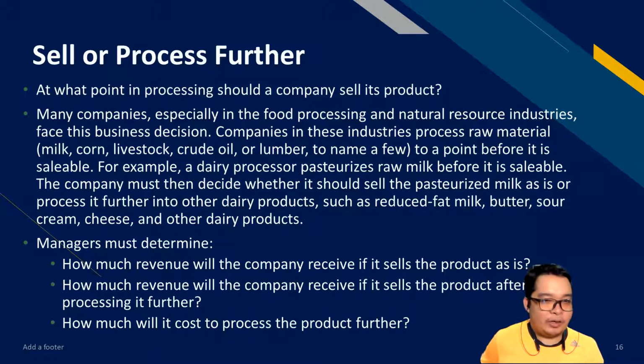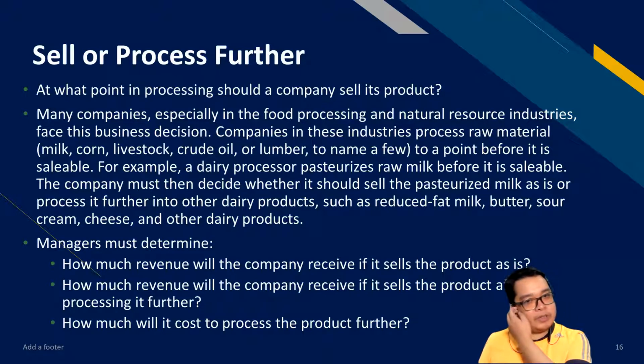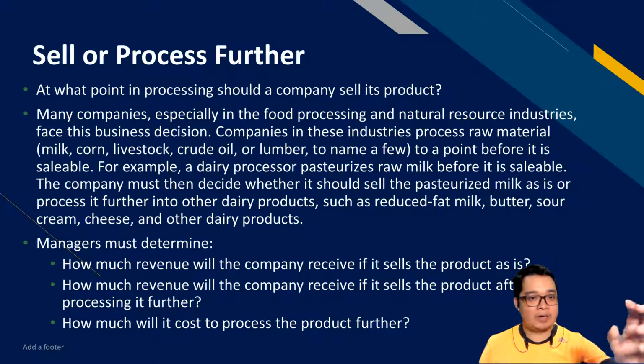Lastly, the decision of whether to sell or process further the product. At what point in processing should a company sell its product? For example, there are many natural resources, and I think the easiest example is dairy. When milk is pasteurized, a company can decide whether it will sell the pasteurized milk as is, or process it further into dairy products such as reduced milk, butter, sour cream, cheese, and other dairy products.